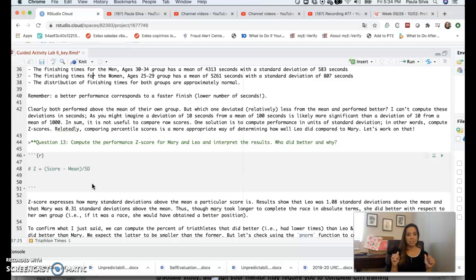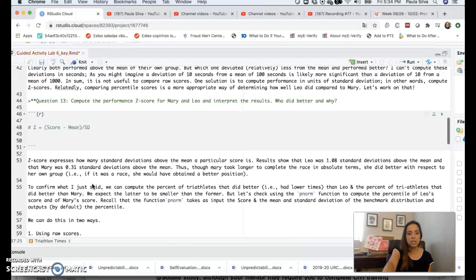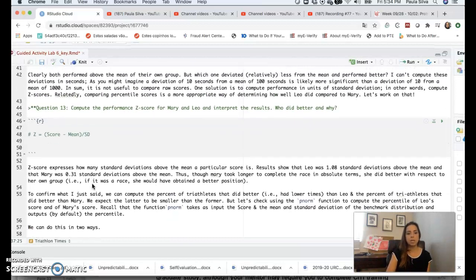So if you watched my video lectures, you have the 3 pieces of information that you need to make raw scores that come from distributions of different means and standard deviations comparable, right? Remember, this is a bit confusing here. A better performance score corresponds to a faster finish, so a lower number of seconds. So if you're in the lower end of the distribution, that means you're performing better. That's different from the logic of SAT scores, where if you're in the lower end of the distribution, you're not doing very well. All right, clearly, both performed above the mean of their own group.